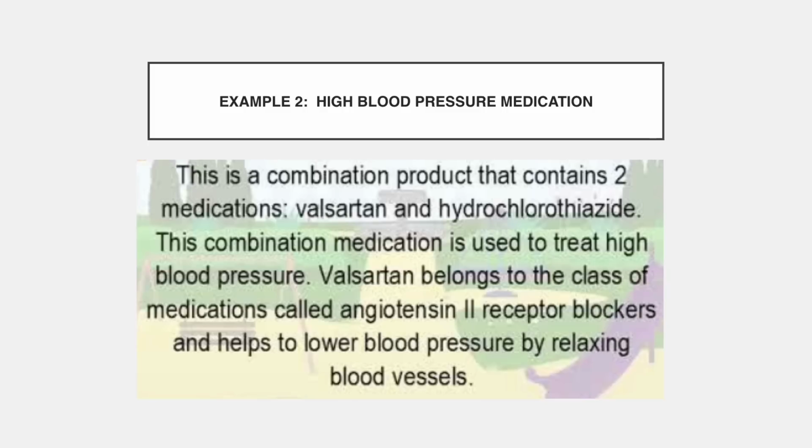Another more sophisticated example would be this example of high blood pressure lexicons. Let's listen to this paragraph.